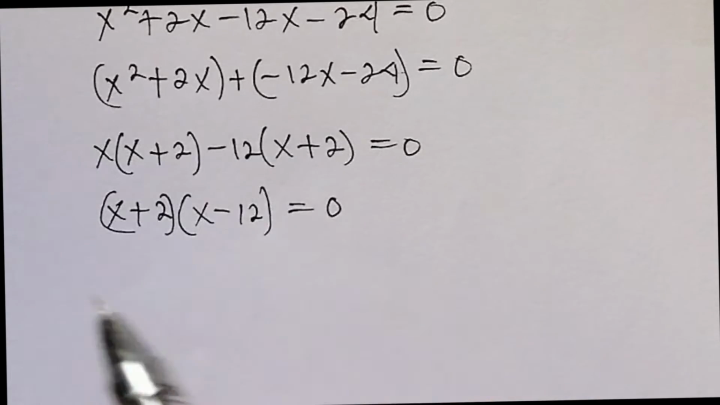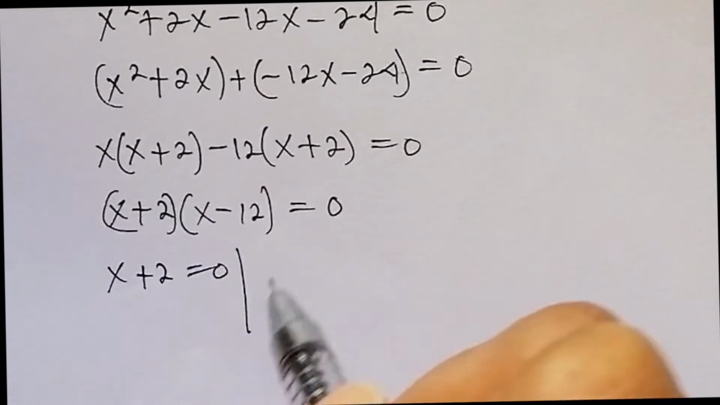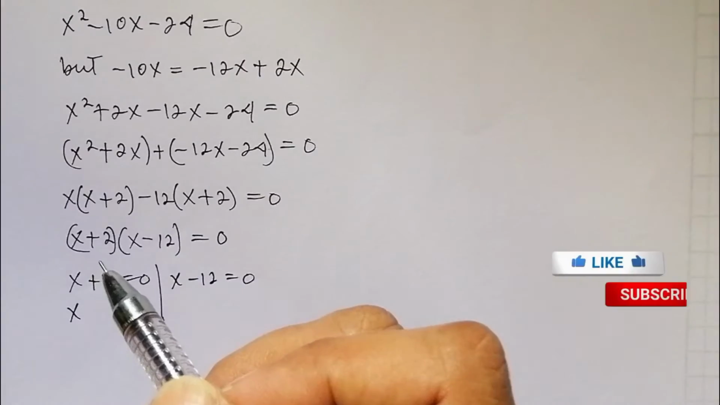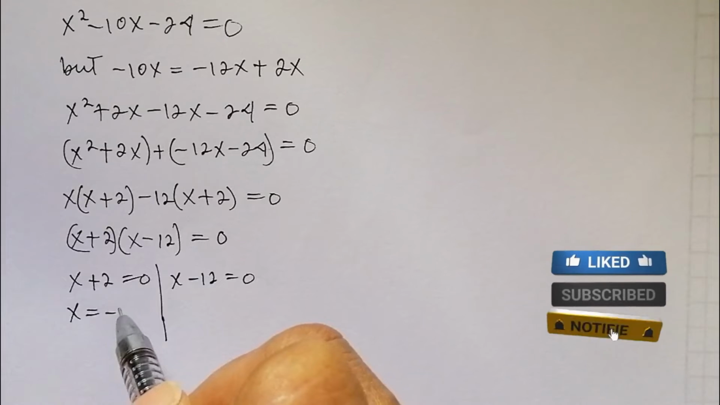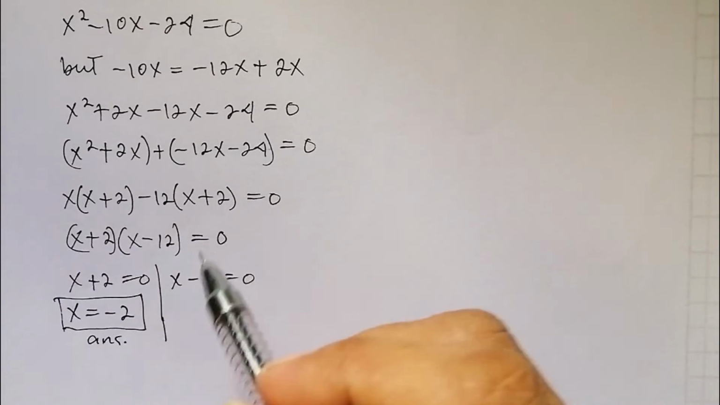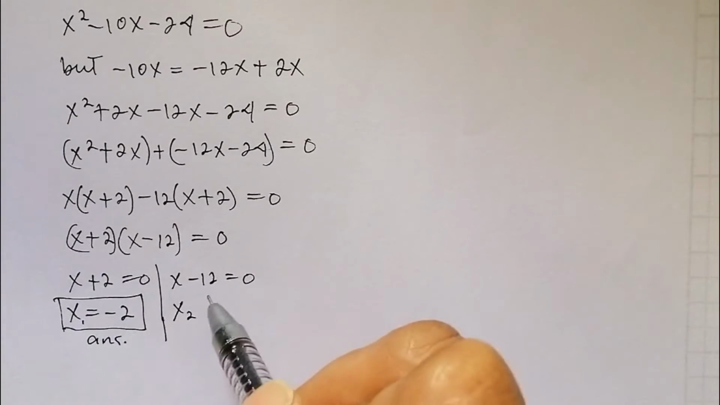Obviously, we have 2 cases here, the x plus 2 and x minus 12. Then continue to simplify to reveal the values of x's. So the first value of x we got is negative 2. The second value of x is 12.